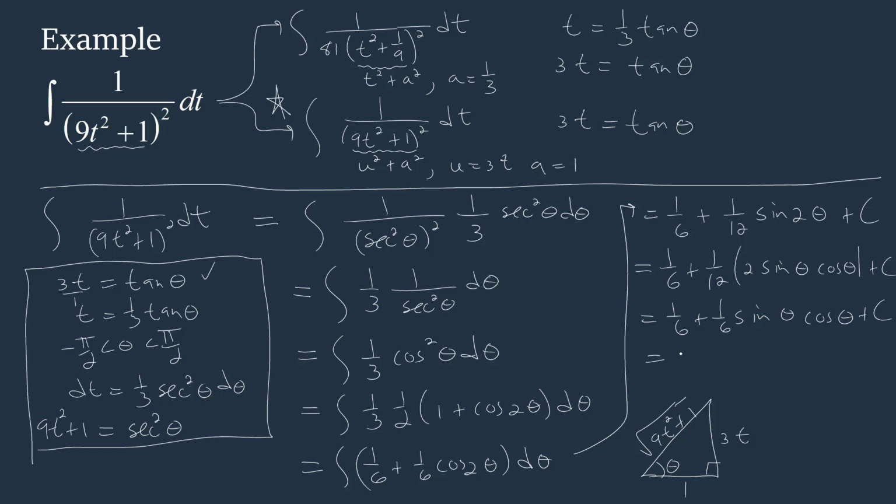So this would then be our answer, is 1/6 theta plus 1/6. The sine of theta is the opposite in that triangle, 3t, over the hypotenuse, square root of 9t squared plus 1. The cosine would be 1 over the square root of 9t squared plus 1. And then, of course, we have plus c still. So our final answer after all this work is 1/6 theta plus 1/6 times 3t over 9t squared plus 1.